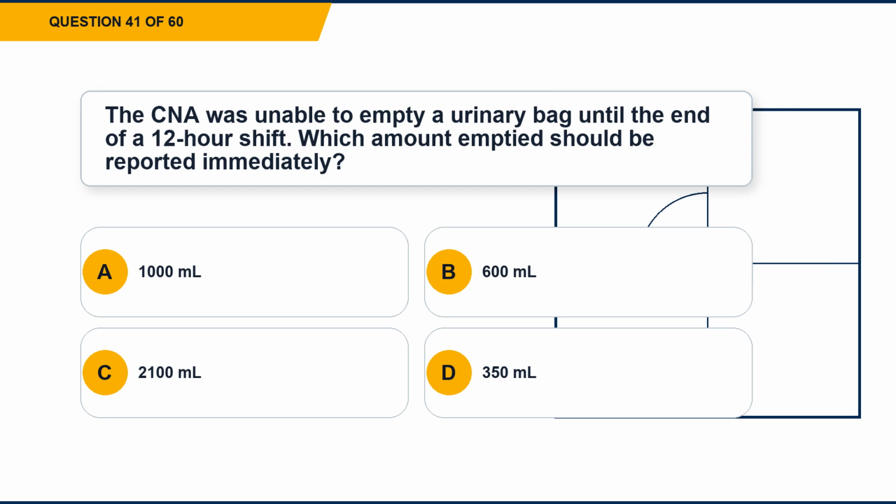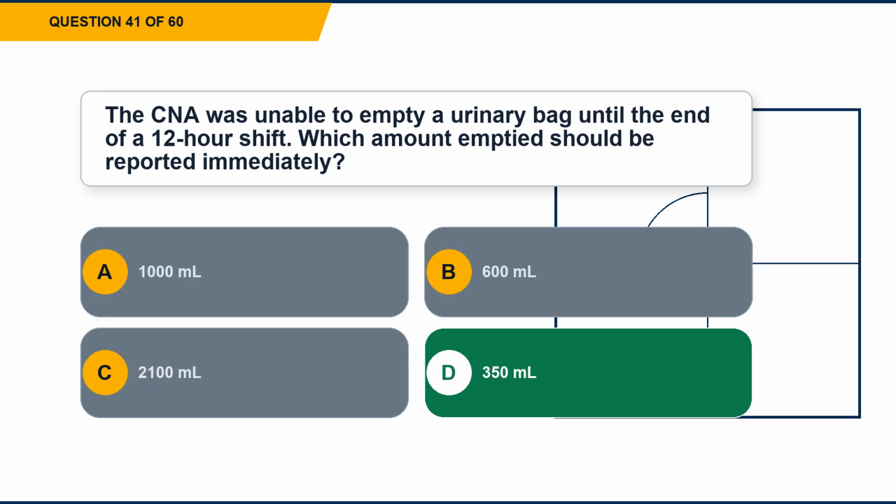Question 41. The CNA was unable to empty a urinary bag until the end of a 12-hour shift. Which amount emptied should be reported immediately? Option A. 1,000 milliliters. Option B. 600 milliliters. Option C. 2,100 milliliters. Option D. 350 milliliters. The correct answer is option D.